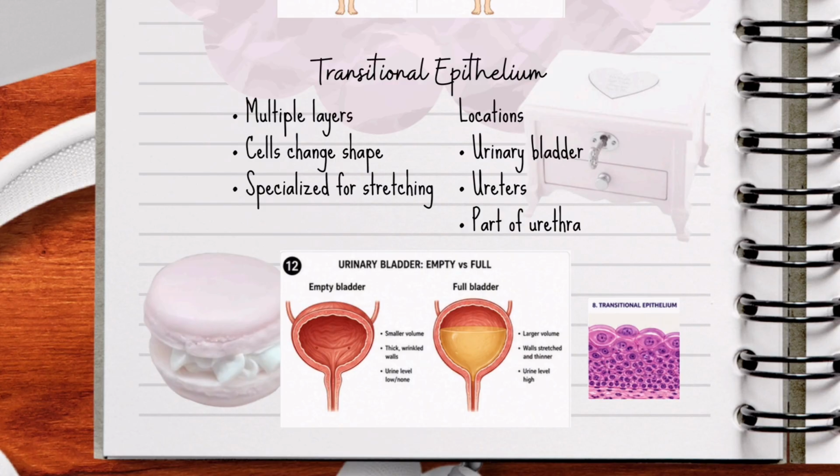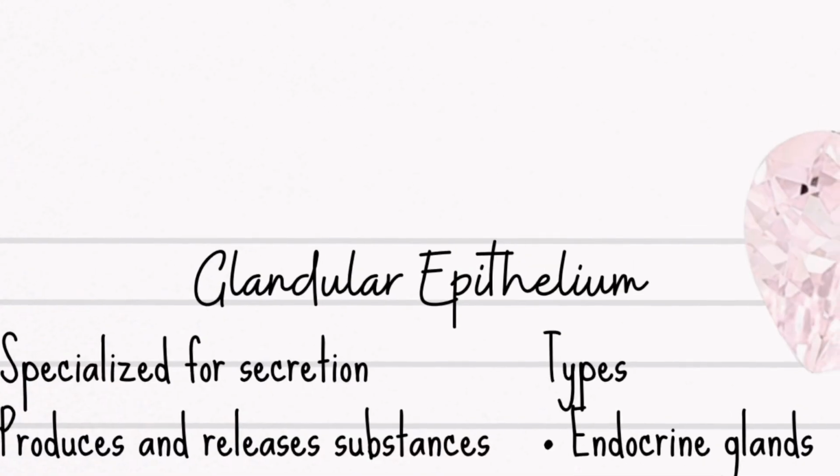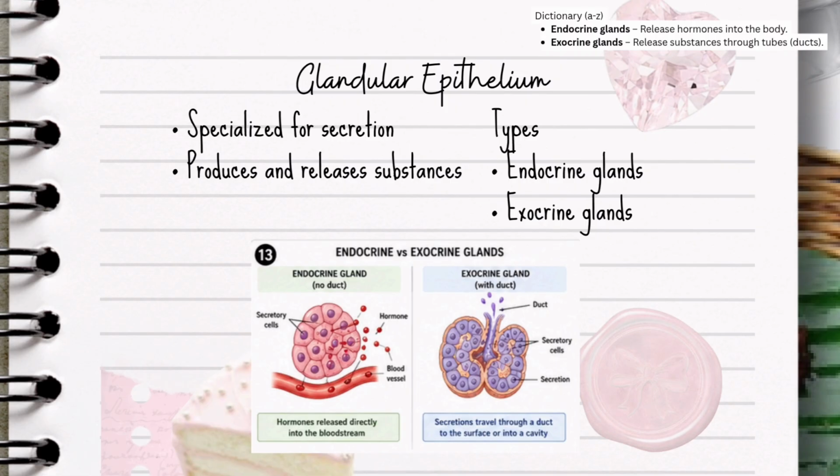But epithelial tissue does more than cover and line surfaces. It also forms glands. Covering and protecting the body is only one role of epithelial tissue. Another equally important role is forming glands, which produce and release substances the body needs every day. Whether it's saliva that begins digestion, sweat that cools the body, or hormones that regulate body functions, all of these secretions originate from glandular epithelium.